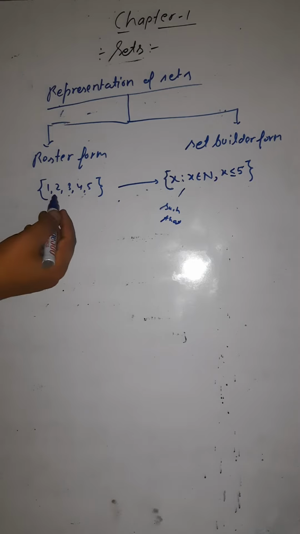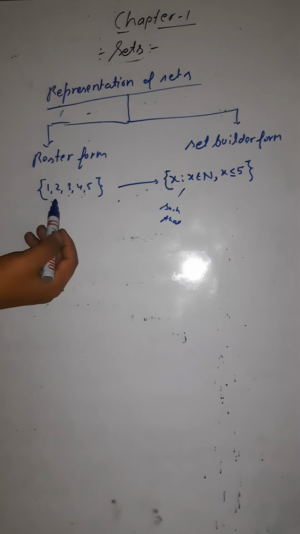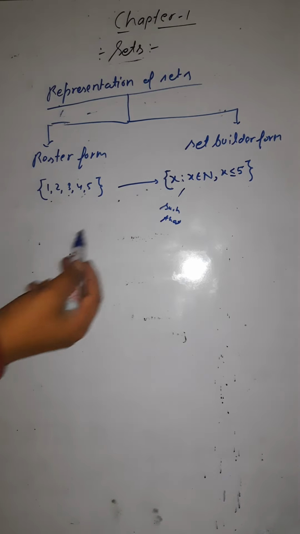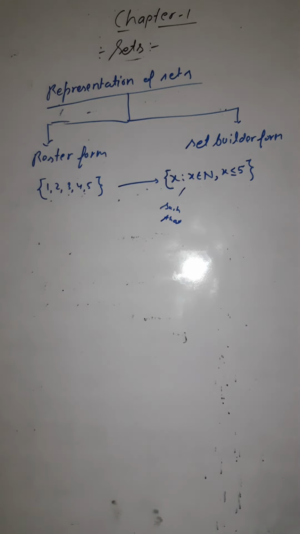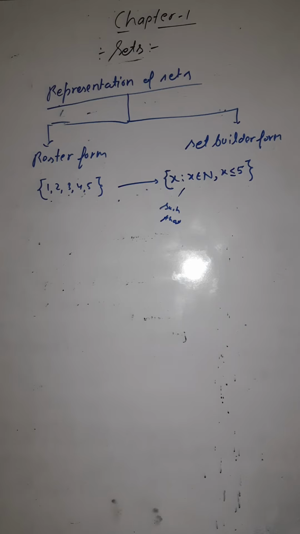So this can be written in this way also. This is the roster form and this is the set builder form. This is somewhat the general form, and this is the easy one. So a set can be represented in two ways, roster form and set builder form. Hope you are getting this.